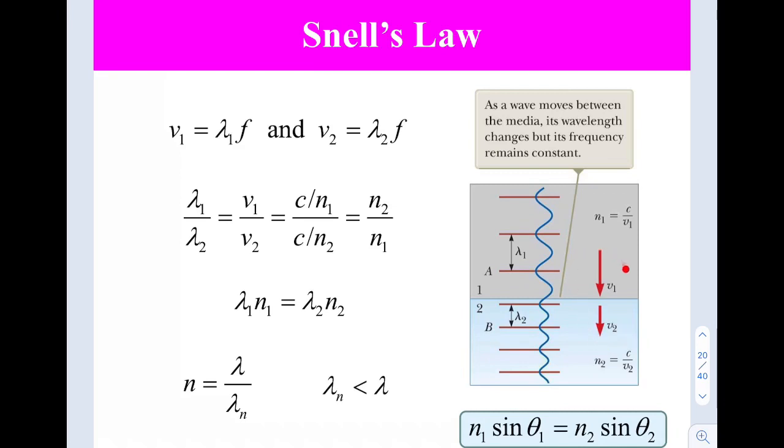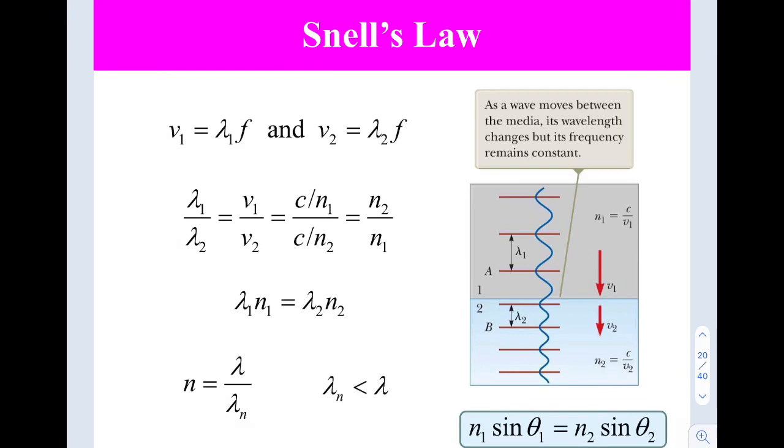As the wave moves from medium 1 to medium 2, the frequency of the wave remains the same. But we know that the speed is changed. V1 is higher compared to V2. The speed of the wave is different, so it means that lambda must be different if the frequency is to be the same.